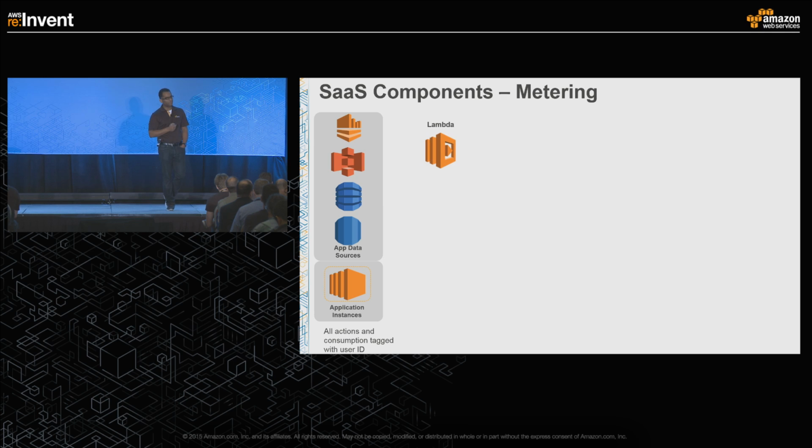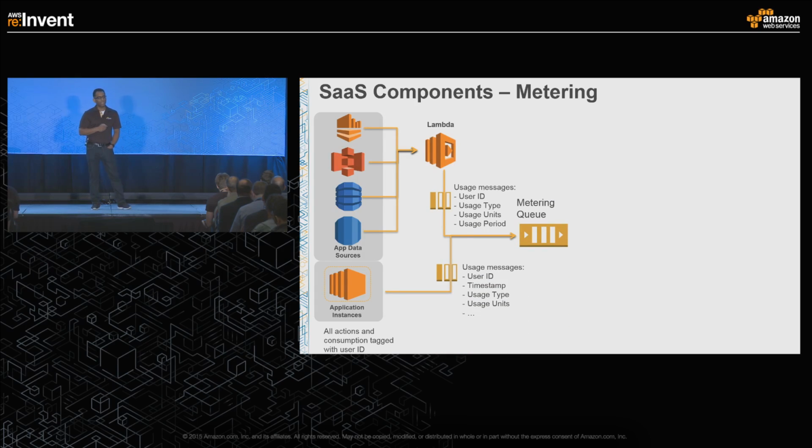You can see that on the left-hand side, you have a number of different data sources, such as S3, Kinesis, Dynamo, and RDS, as well as application instances. All of these data sources can generate metering data. So if you want to generate metering data from these data sources, such as these databases, we can leverage Lambda. Lambda can be called by any of these sources. They can trigger a function that can pass in data and generate a metering message. And of course, the application instances can generate these metering messages all by themselves.